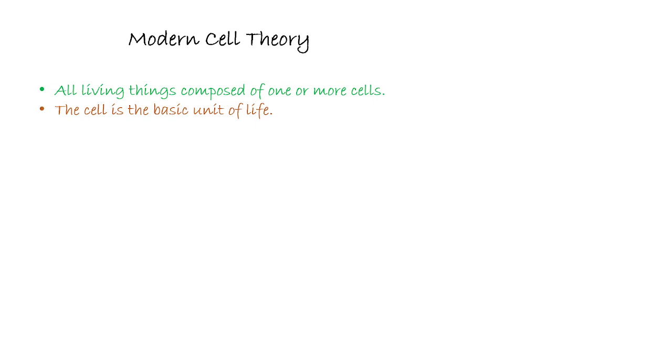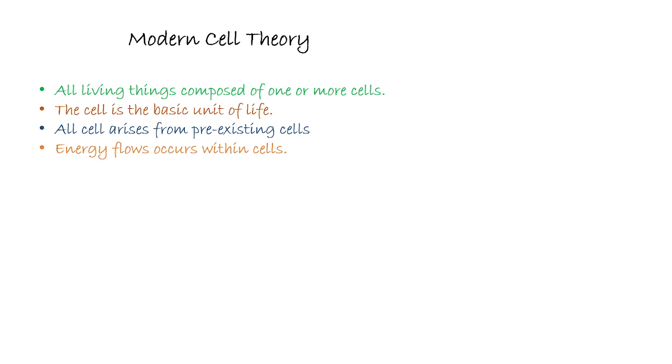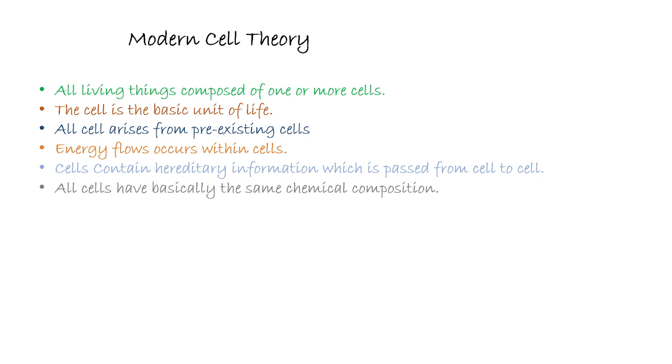The cell theory holds true for all cellular organisms. Non-cellular organisms do not obey this theory. With time and new discoveries, the cell theory has expanded. The expanded version states that all living things are composed of one or more cells. The cell is the basic unit of life. All cells arise from pre-existing cells. Energy flow occurs within cells, and cells contain hereditary information which is passed from cell to cell. All cells have basically the same chemical composition.